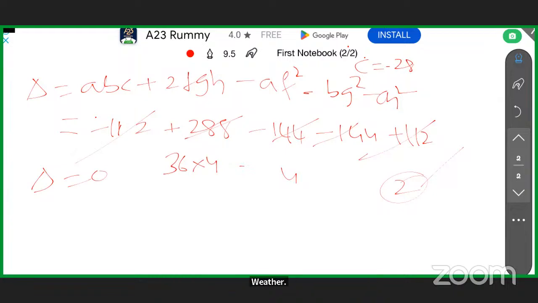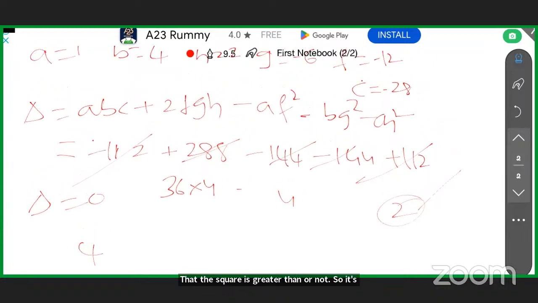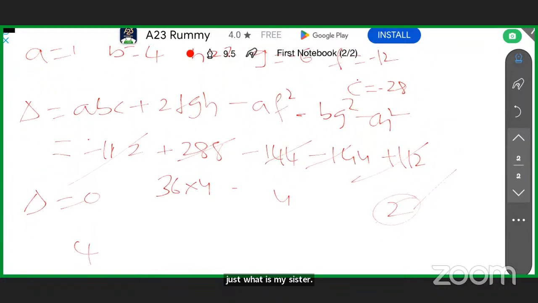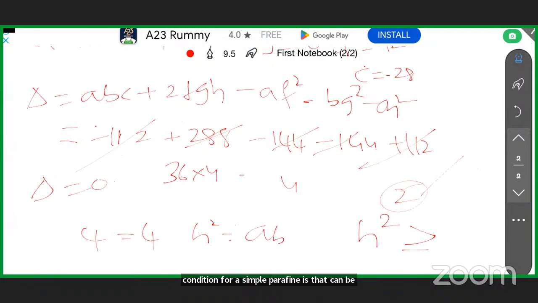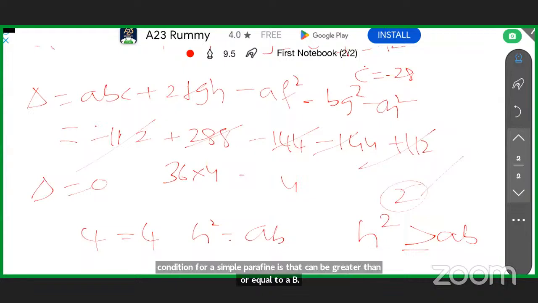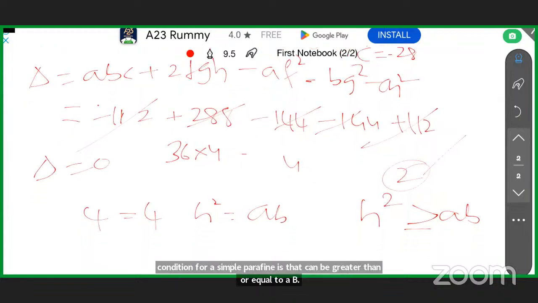What is my h square? H square is 4. What is the value of AB? AB value is 4. So h square is equal to AB. We can't say it's a parallel line, because the condition for a simple pair of lines is that h square can be greater than or equal to AB. So we'll go for a second test condition.